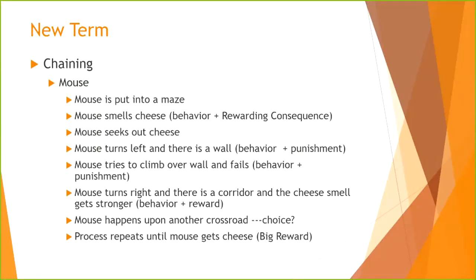Which way is he going to turn now? Chances are his first choice is going to be to the right, because the last time when he turned left and when he tried to climb over the wall, he failed. So mice tend to learn pretty darn quickly, especially when cheese is involved. So he turns right, he goes down the corridor. The process repeats until the mouse gets to the cheese, and this is the big reward. When he gets to the cheese, his brain releases the dopamine. So the brain is going, this is exactly what I want. You need to remember what you did.